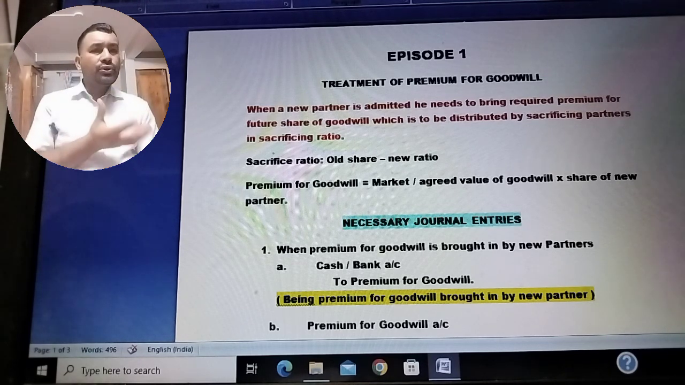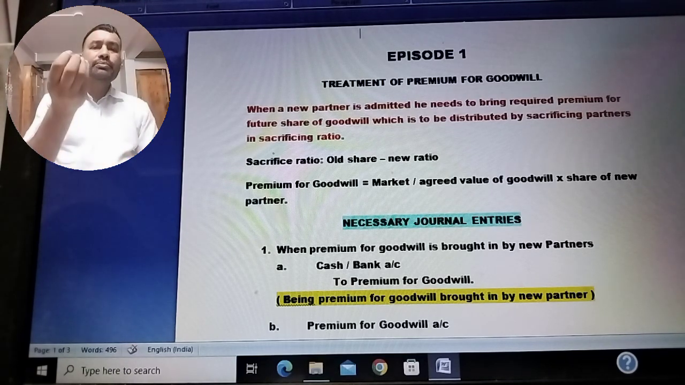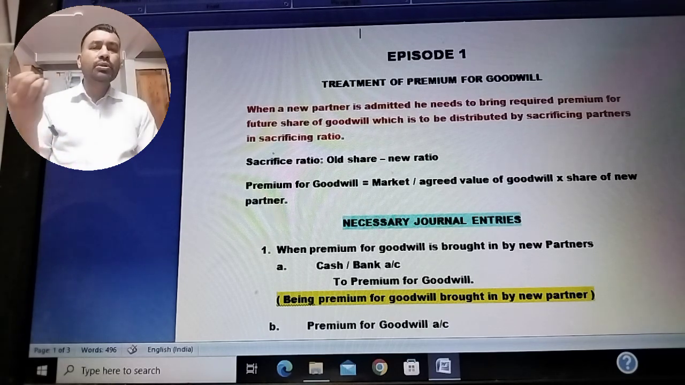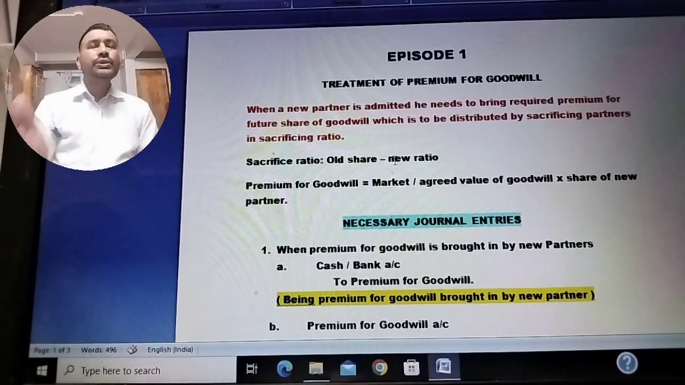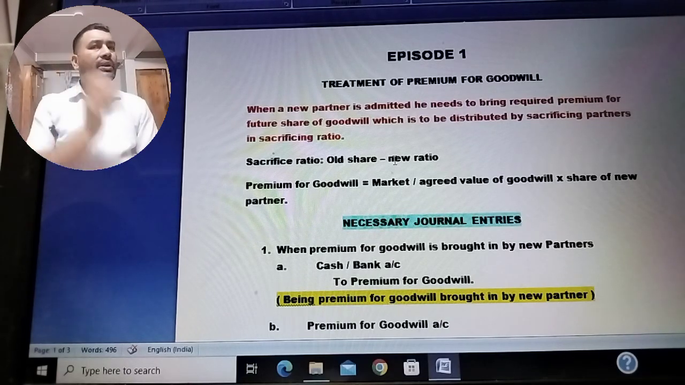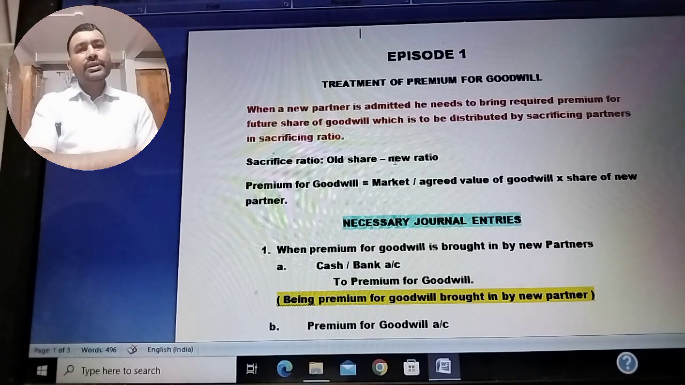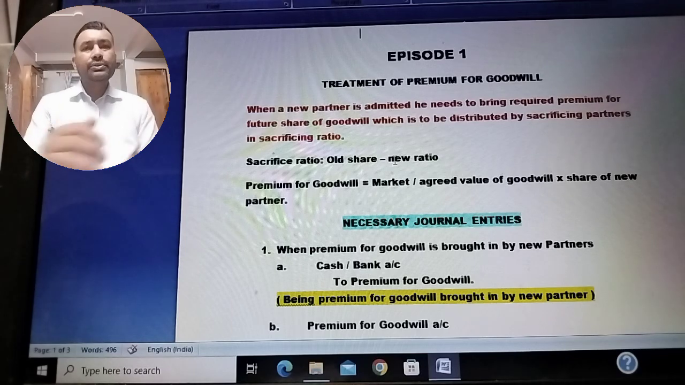See, we should discuss in two ways: when premium is brought in by the new partner and when the premium is not brought in by the new partner. So if you see the screen, I have written clearly that when a new partner is admitted, he needs to bring the required premium for future share of goodwill, which is to be distributed to sacrificing partners in the sacrificing ratio. And you know what is sacrificing ratio? Sacrificing ratio means old share minus new share. Okay, so we have already learned the sacrificing ratio is equal to old share minus new share.